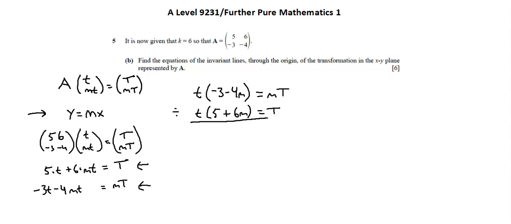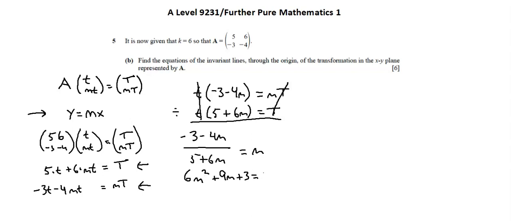Now I'm going to divide, and notice that I will eliminate on the left the small t's, eliminate on the right the big T's, and I'm left with the fraction on the left, -3 minus 4m, over 5 plus 6m equals m. This equation simplifies to the quadratic, 6m squared plus 9m plus 3 equals 0. Our 2 solutions, m equals -1/2 and m equals -1, result in 2 invariant lines, y equals -1/2 x and y equals -1 times x, or simply -x.